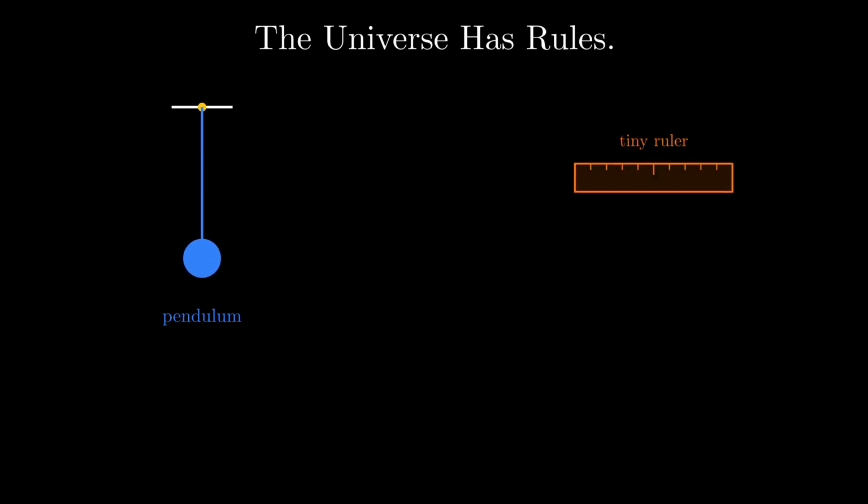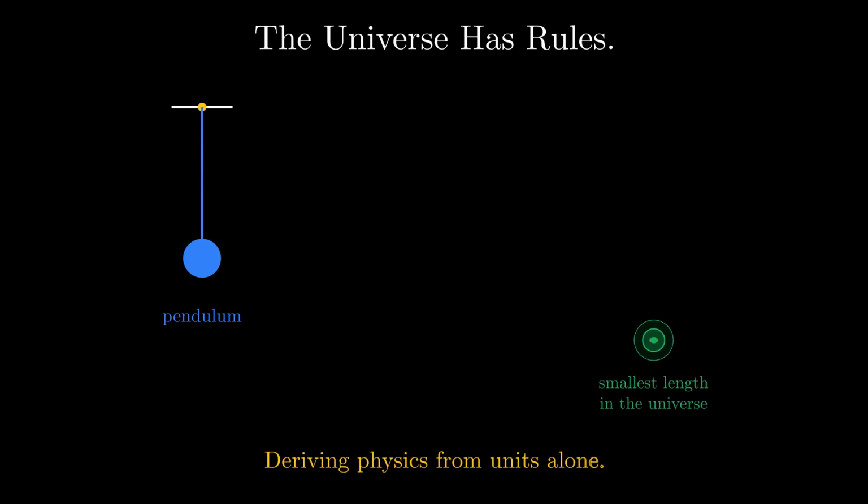What if you could figure out how a pendulum swing depends on its length without knowing any physics, without solving a single equation, just by paying attention to units? The same trick reveals the smallest meaningful lengths in the universe. Tracking units is secretly a discovery tool.